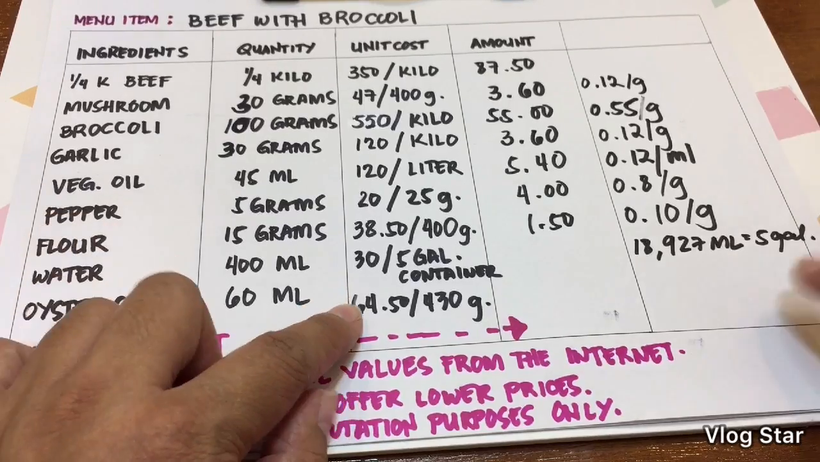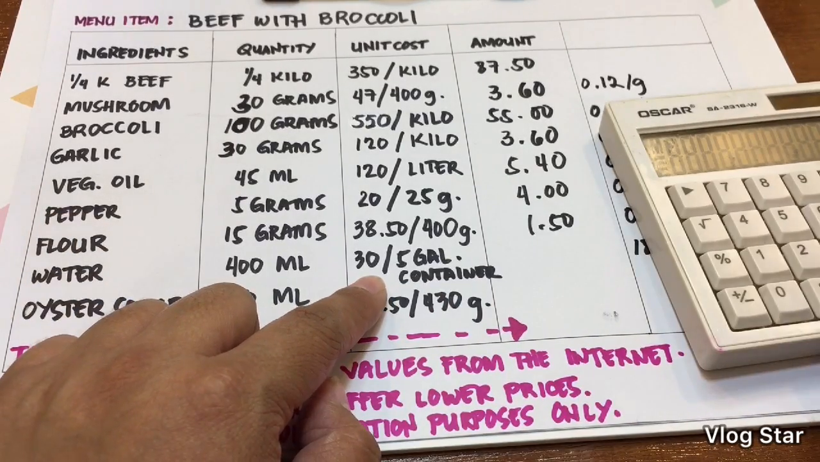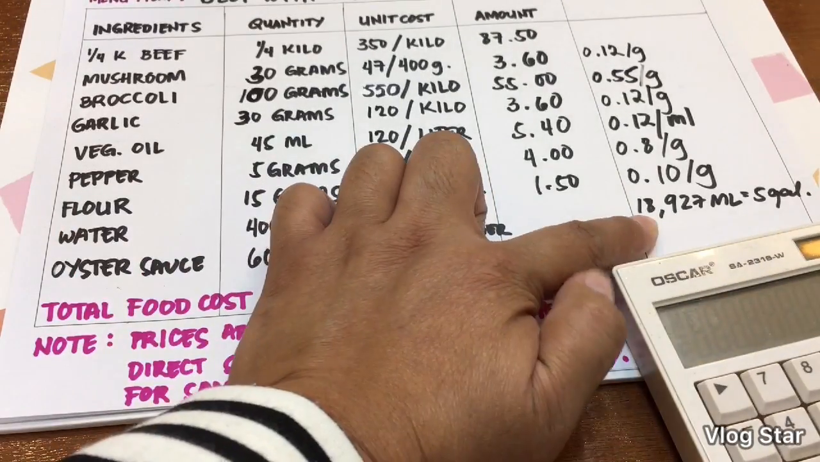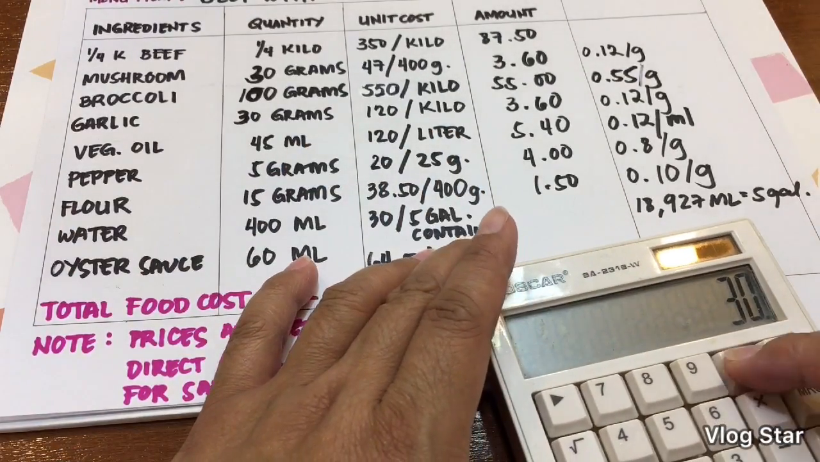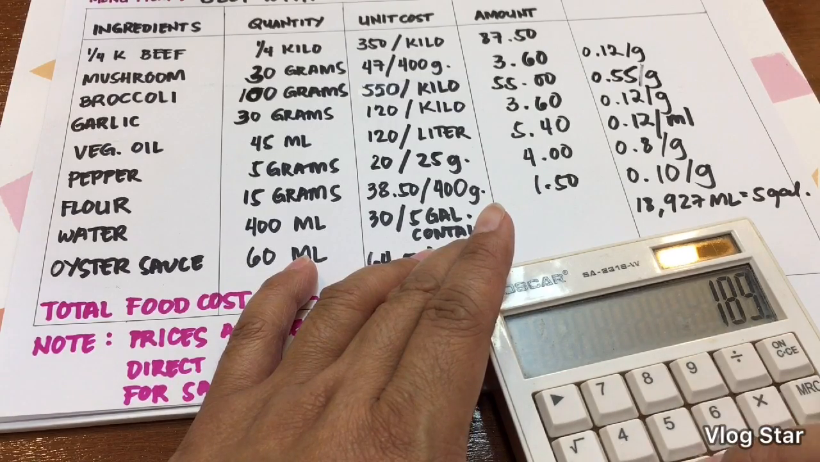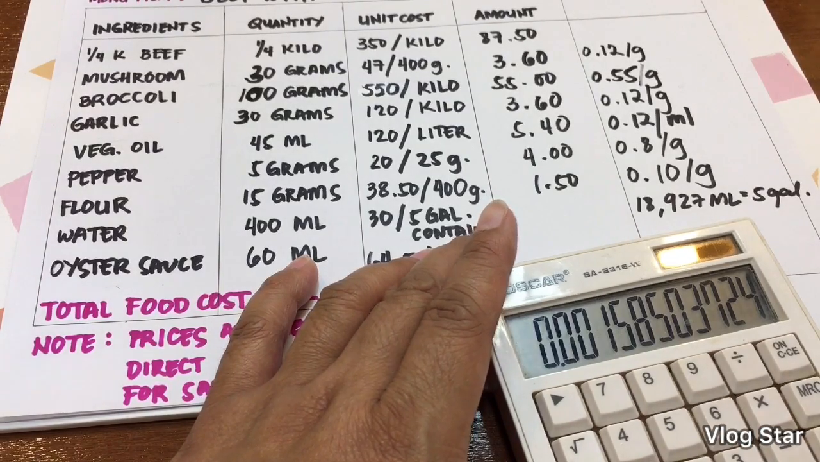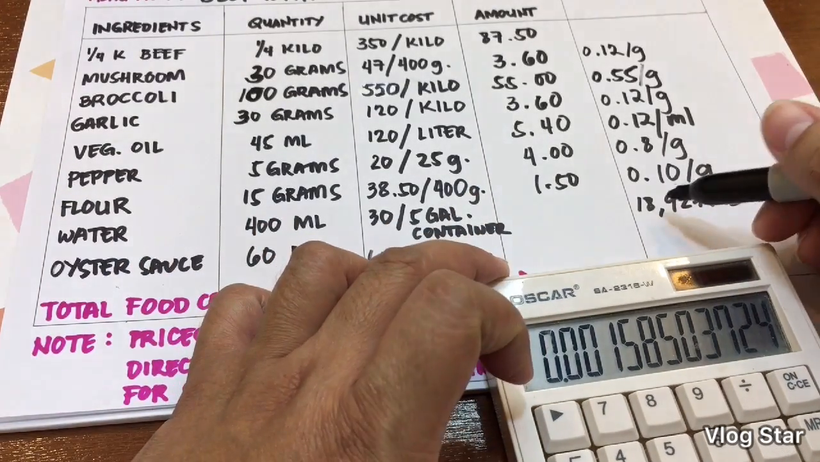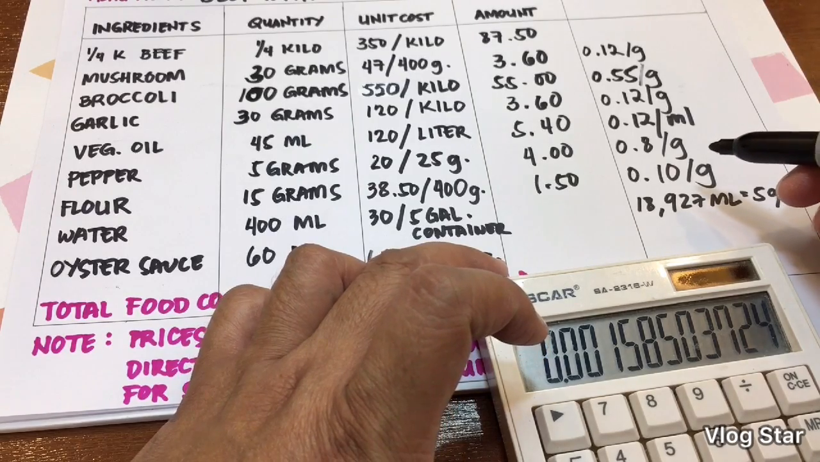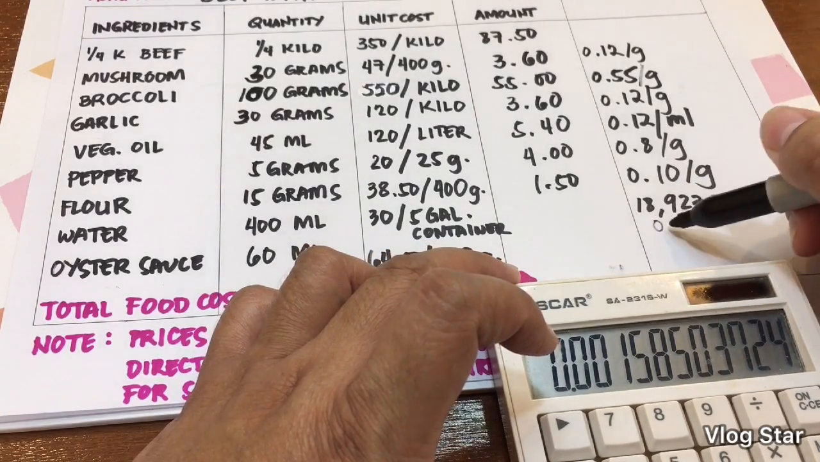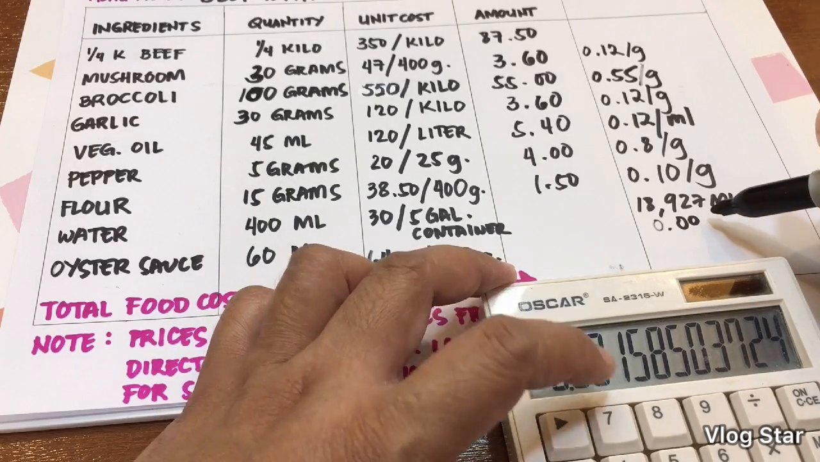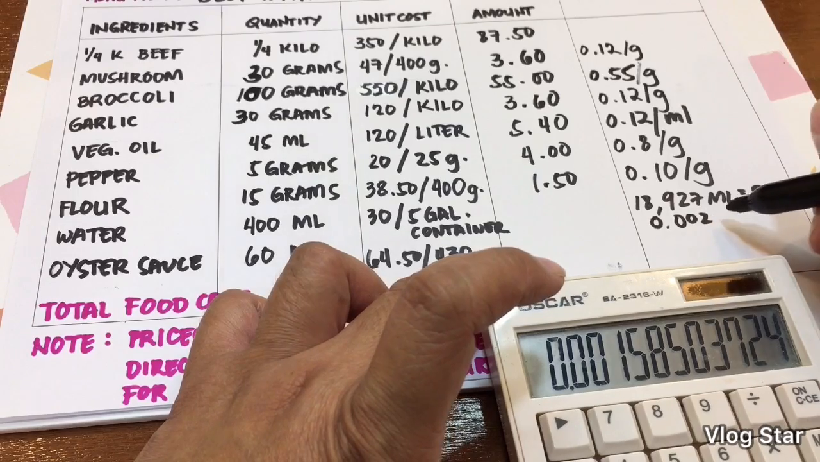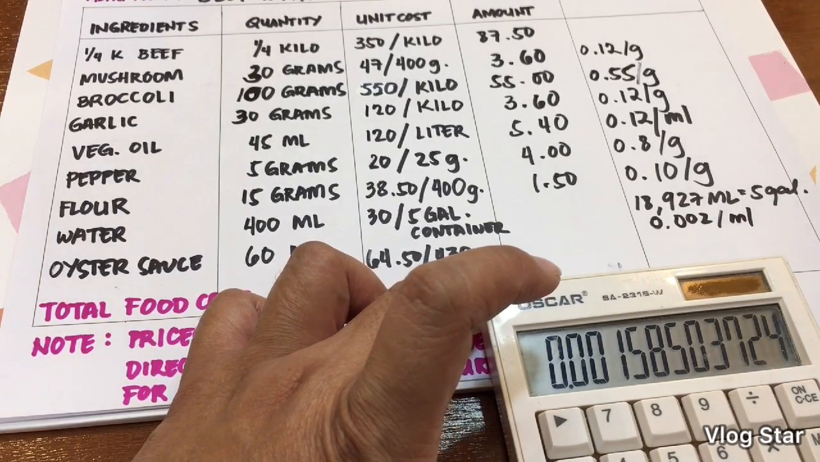Okay, so, para magkaparehas muna sila. Now, ang gagawin natin, yung 30 pesos, i-divide mo yan ngayon dun sa 18,927 ml. Para makuha mo yung per ml na price niya. So, dito, lumalabas na ang per ml is 0.002 na lang. Ang cost niya per ml is 0.002.